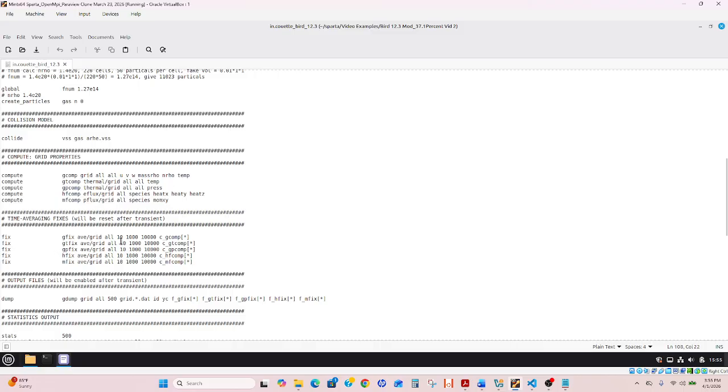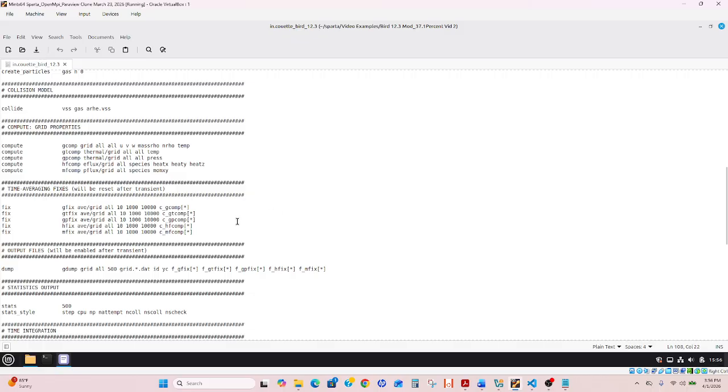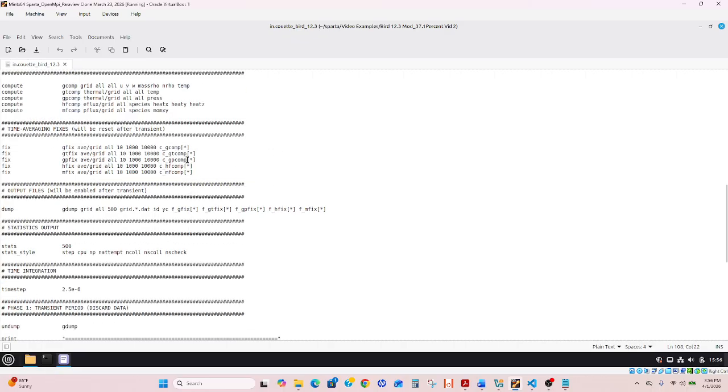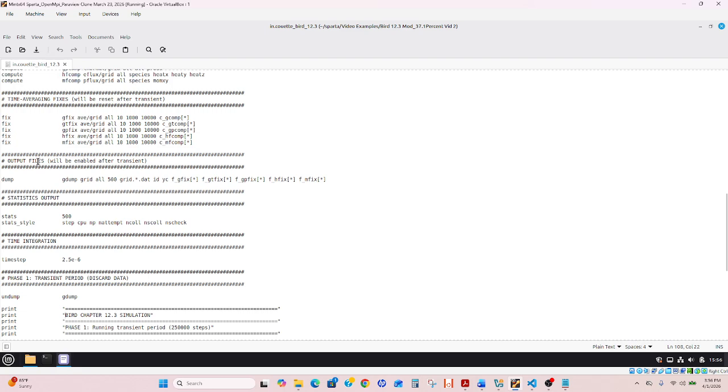One thing is here you can see where I've got a different type of compute or a different type of fix in here where it's doing averages. Doesn't matter because this is actually going to get tossed, and because we're not going to use this for the steady state. All right, so output files, this will only be enabled during the steady state model, but this is going to get fixed again too.